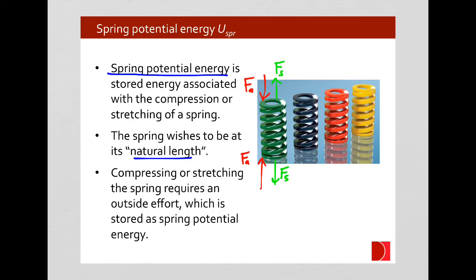If we pull outward on a spring, the spring will pull back in towards the middle and try to hold its natural shape. In either case, it requires an outside effort to compress or stretch a spring, and that outside effort is stored as spring potential energy.